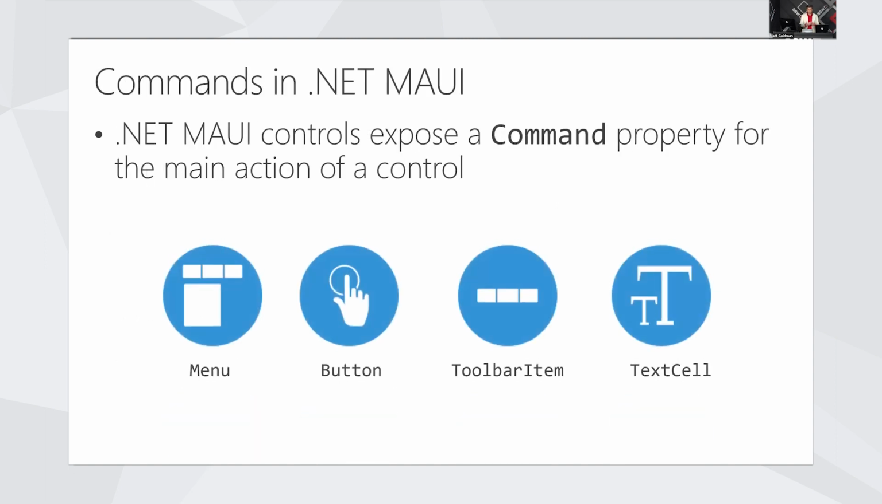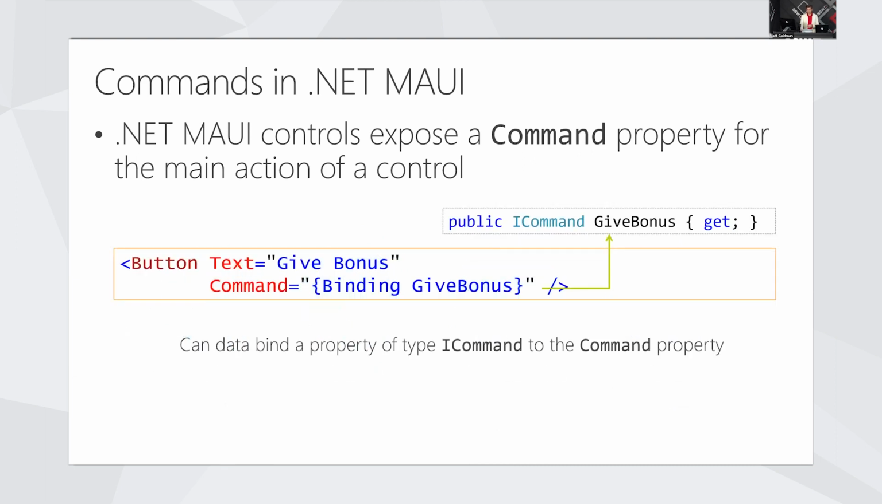So again, we've looked already at a number of the controls provided in MAUI. Look here at menus, buttons, various different types. But MAUI has already put in place a certain amount of this command property framework. So for example, a button will have a command property and that supports binding. So you would then bind that to the command that you've created in your ViewModel.